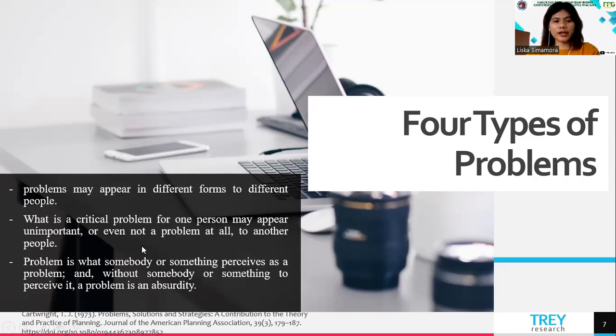So what is a critical problem for one person may appear unimportant to another, as in the previous example in the previous slide. A problem is what somebody or something perceives as a problem, and without somebody or something to perceive it, there is no problem. So let's say, my problem is going to be my problem, whether you admit it as your problem or whether you don't. But for me, that is a problem. So that is the meaning of this line.